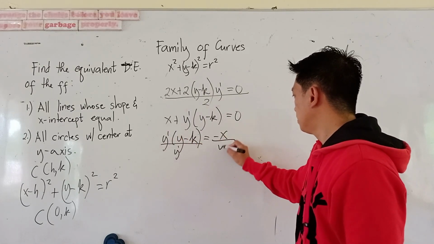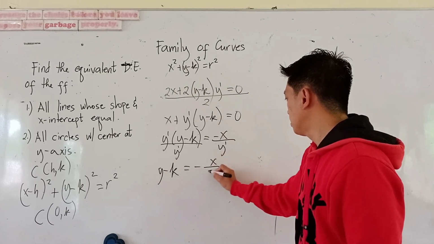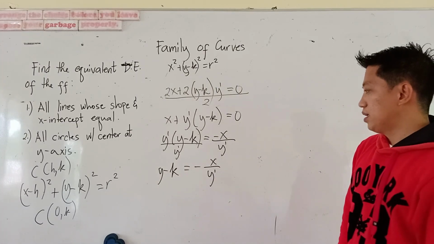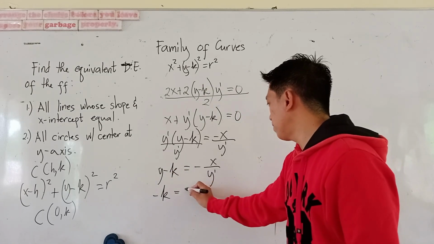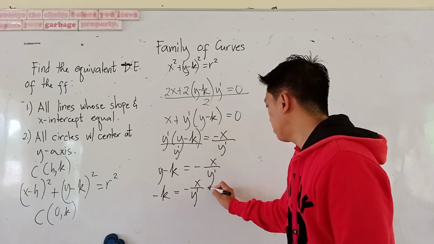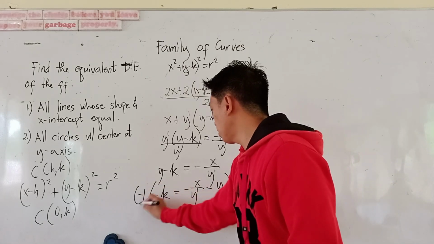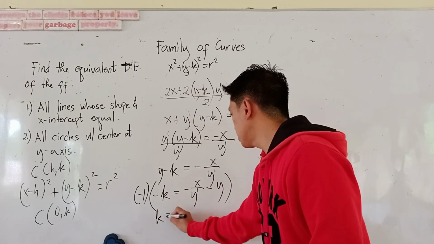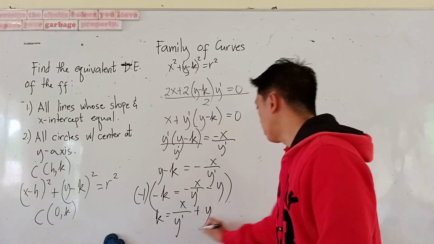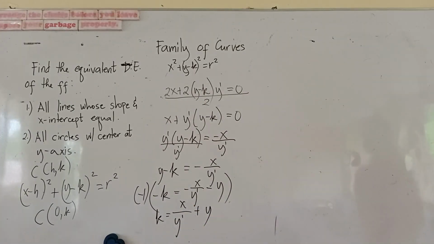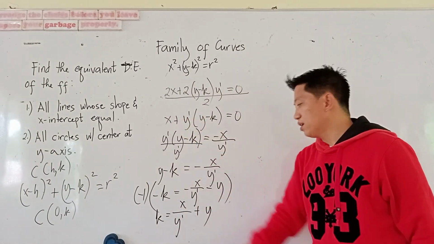Okay. So we have now y minus k is equal to negative x divided by y prime. Then, para k na lang yung matira, lipat natin, applying APE, we have negative x divided by y prime minus y. Then multiplying both sides by negative 1 to eliminate the negative sign of k. So you have now k is equal to x divided by y prime plus y. Okay. So ito na yung value ng k algebraically.